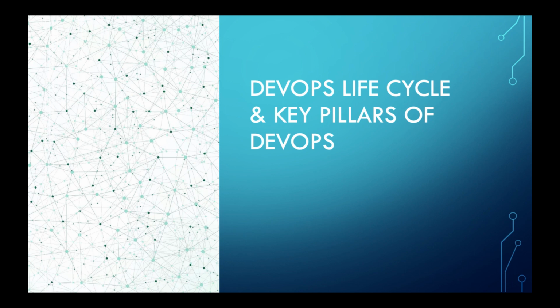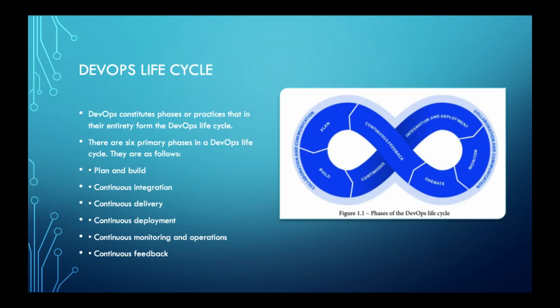In today's video, I'm going to discuss with you the DevOps life cycle and key pillars of DevOps. Let's get started. DevOps constitutes phases or practices that in their entirety form the DevOps life cycle, as shown in the following diagram. There are 6 primary phases in a DevOps life cycle. They are: plan and build, continuous integration, continuous delivery, continuous deployment, continuous monitoring and operations, continuous feedback. Let's discuss each and every phase in detail.